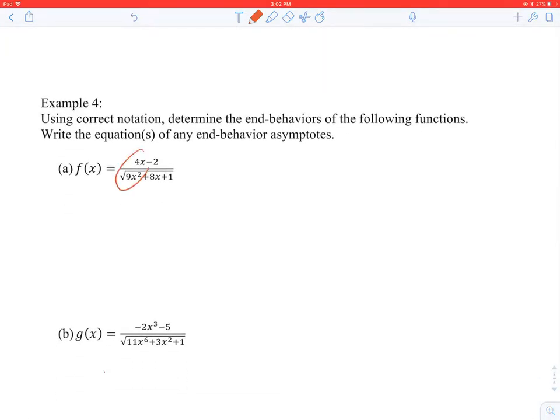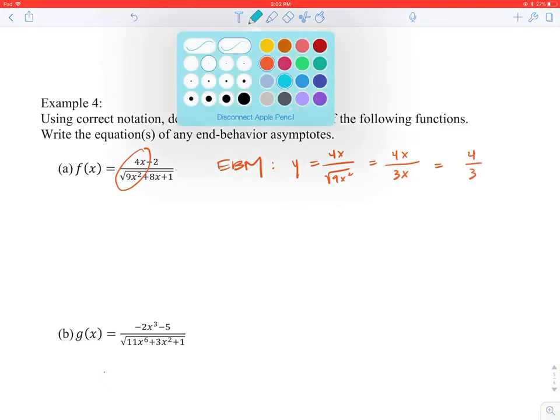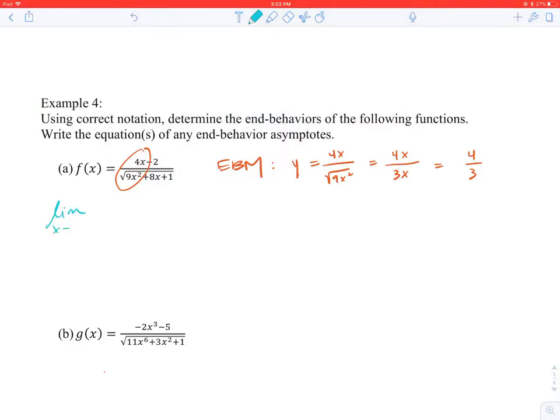Okay, so end behavior model here will be y equals 4x over the square root of 9x squared. So simplifying that, the denominator simplifies to be 3x. Okay, so if the x's cancel, you'll end up with 4/3. The thing is, the limit as x approaches infinity for f of x is not necessarily 4/3. It could be plus or minus 4/3. We need to go back and do another analysis.